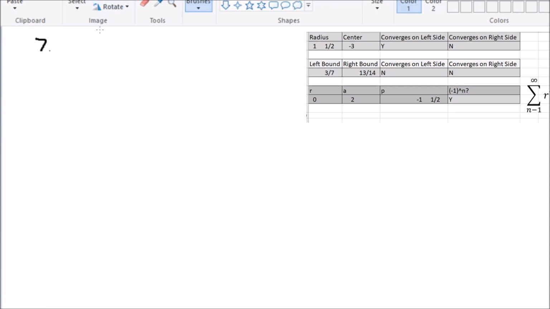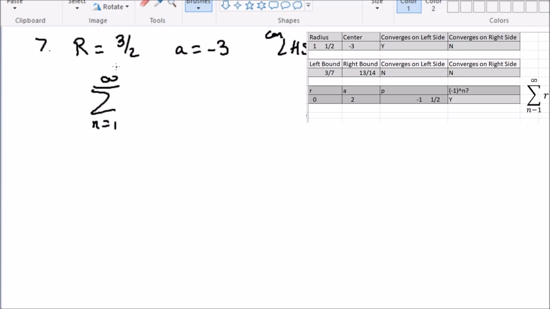Number 7. R again is 3/2. My center is equal to -3. Converges on the left-hand side. So I'm going to get the sum from n equals 1 to infinity of 2 to the n (x plus 3) to the n all over 3 to the n times n.